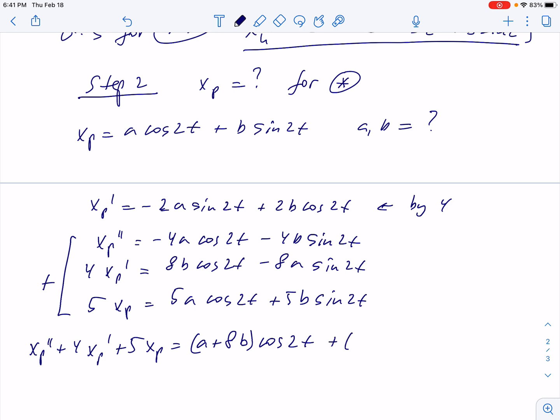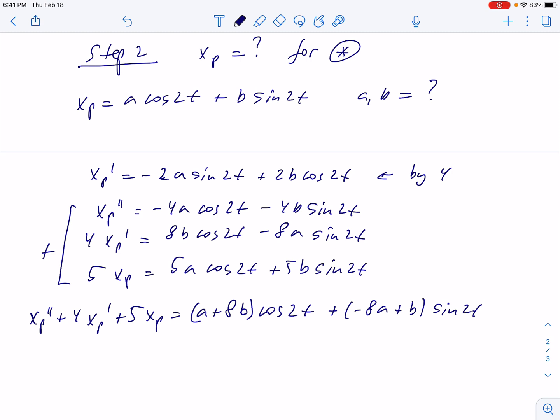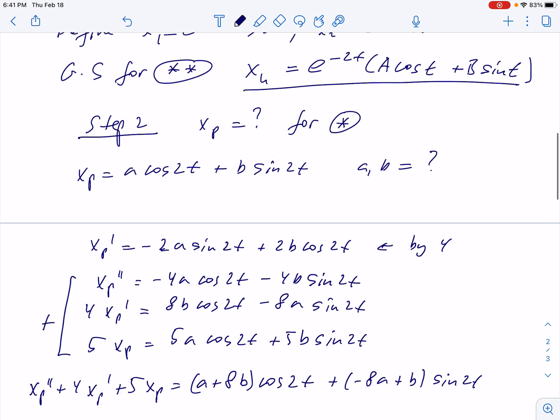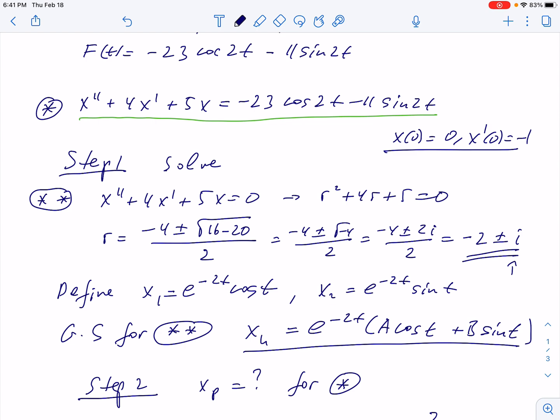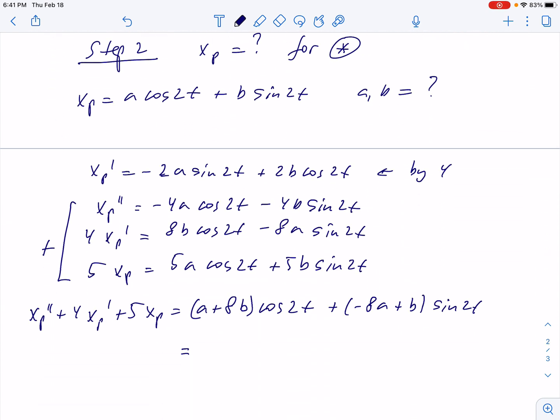And the coefficient in front of sine 2t will be, let's see, negative 8a, I'm putting a first, and plus b, sine 2t. This is the form when we substitute xp in the equation. We want this to be the right-hand side. So let's look again at what the right-hand side was. It's negative 23 cosine 2t, negative 11 sine 2t. So we set this equal to negative 23 cosine 2t and negative 11 sine 2t.